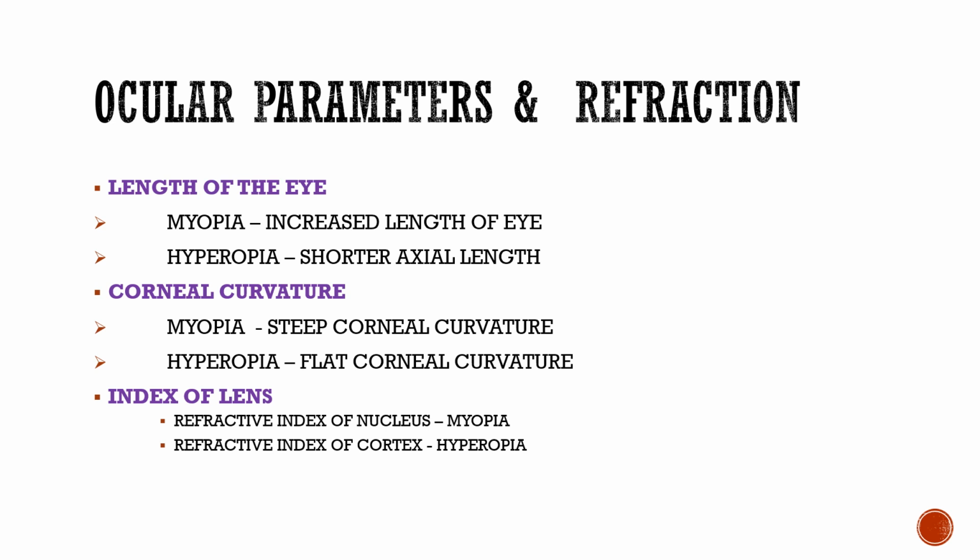The third factor is the index of the lens. In case of cataract, the refractive index of the lens changes. Accordingly, when the refractive index of the lens nucleus changes, it can cause myopia. And if the refractive index of the lens cortex changes, it can cause hypermetropia.